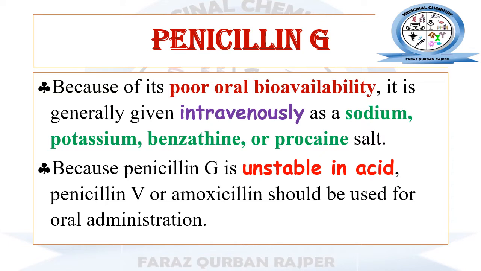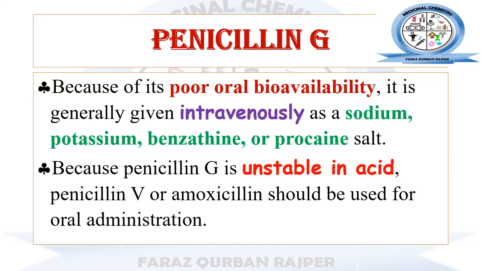Penicillin G has a poor bioavailability. That's why it is used for intravenous formulation. Penicillin G is available in various salt formulations like the sodium salt, potassium salt, benzathine and procaine. And we know that benzathine and procaine are its organic salts, and sodium and potassium are the polar salts.